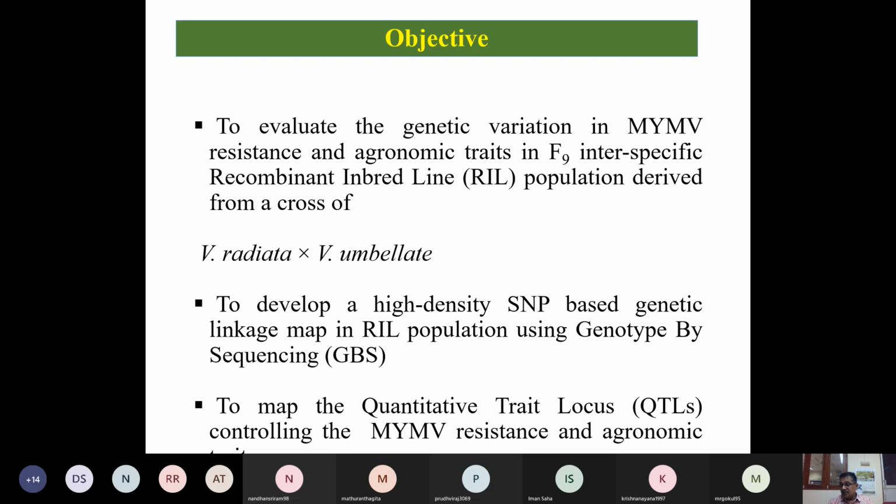So choice of marker system and choice of mapping population. These two are very critical in any mapping studies, because if you use the recombinant inbred line population, then it can be used across locations and different seasons. You can generate a lot of phenotype data.